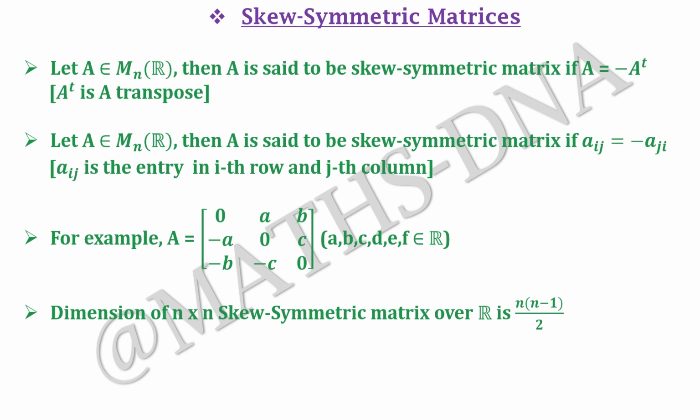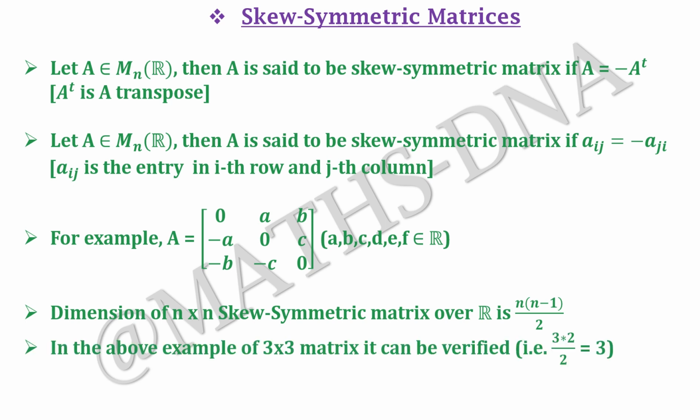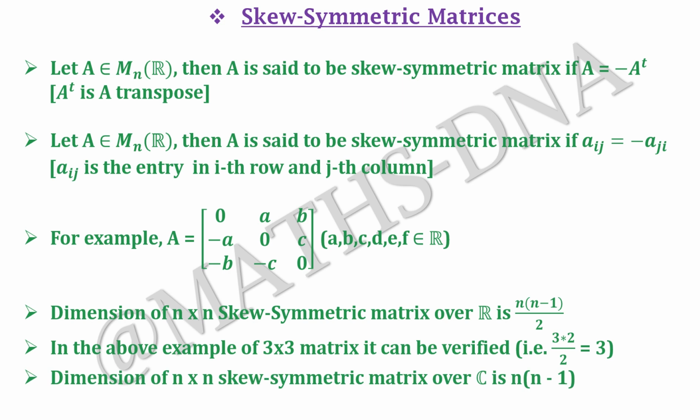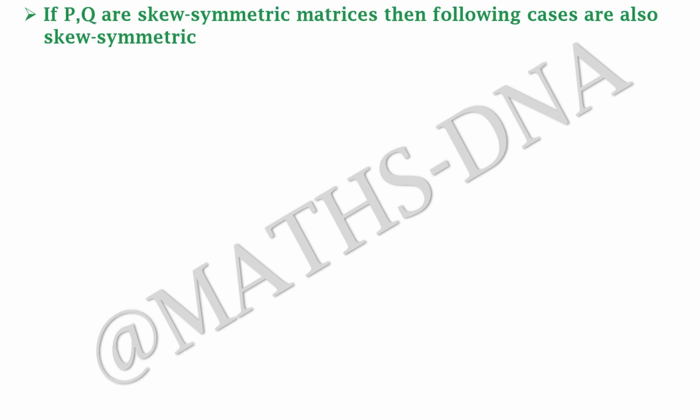Also the dimension of an n cross n skew symmetric matrix over R, the set of real numbers, is n into n minus 1 by 2, and you can again verify it by considering the above example of a 3 cross 3 matrix. Here, the dimension is 3, that is nothing but 3 into 2 by 2. And yes, the dimension of an n cross n skew symmetric matrix over C, the set of complex numbers, is n into n minus 1.